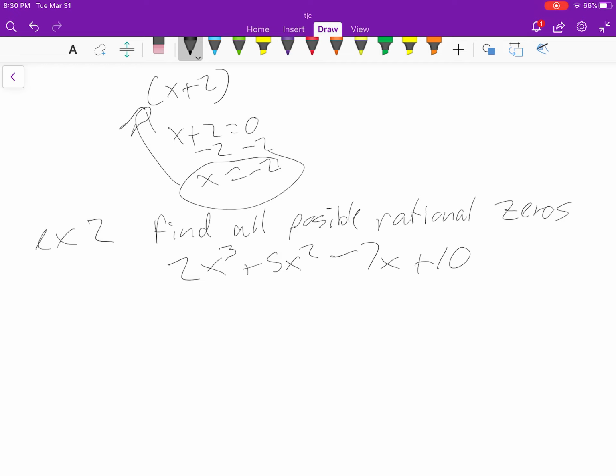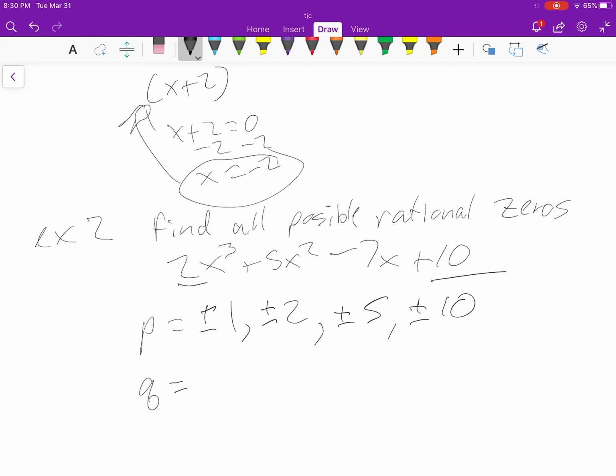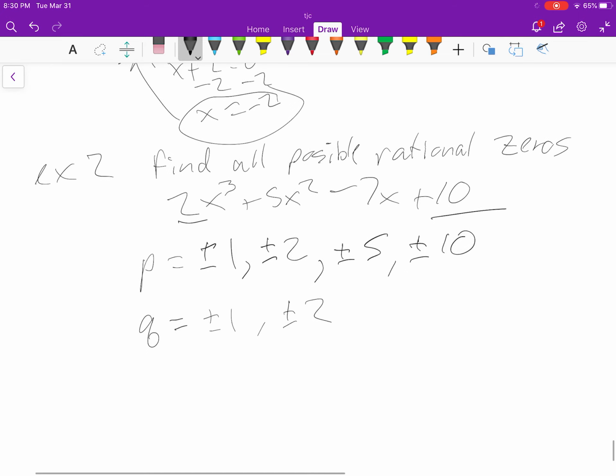Now again, our p is going to be all the factors of 10, and q is going to be all the factors of 2. So p, the factors of 10, are plus or minus 1, plus or minus 2, plus or minus 5, and plus or minus 10. Factors of q are plus or minus 1 and plus or minus 2.